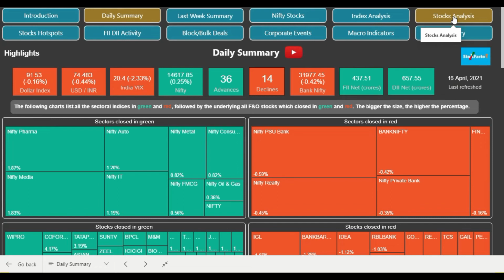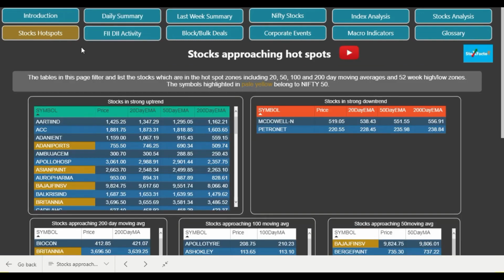Now friends, another way of identifying the stock is going to the stocks hotspots page. So friends, now we are on the stocks hotspots page. What do we mean by hotspots? Hotspots are the main areas, prepared based on a combination of moving averages, which can help you take trades near a strong support area or a strong resistance area when the resistance is broken. As you can see, the first two tables of this page are very important.